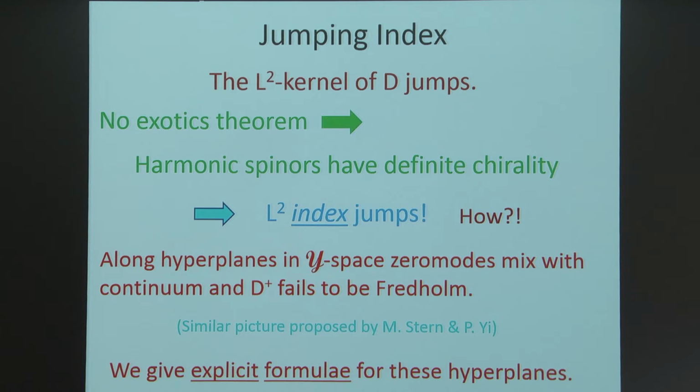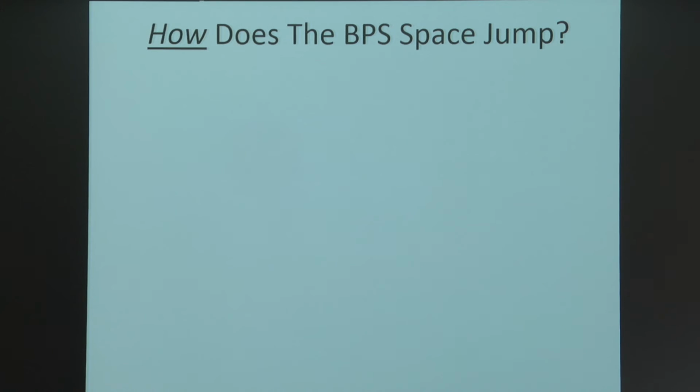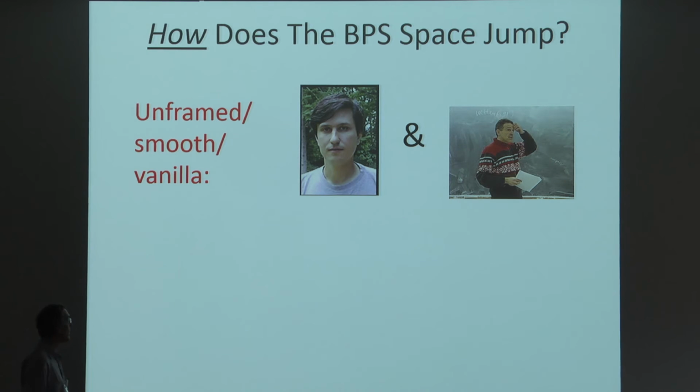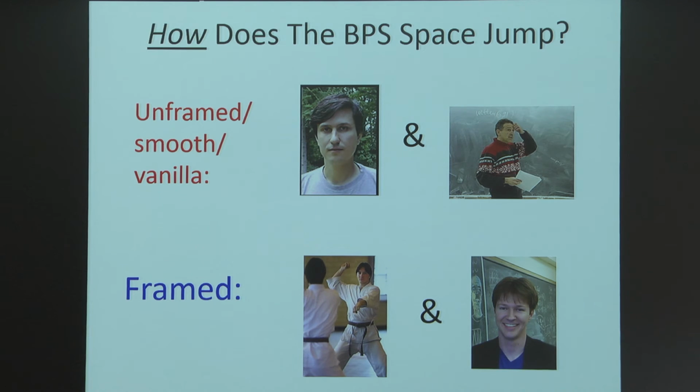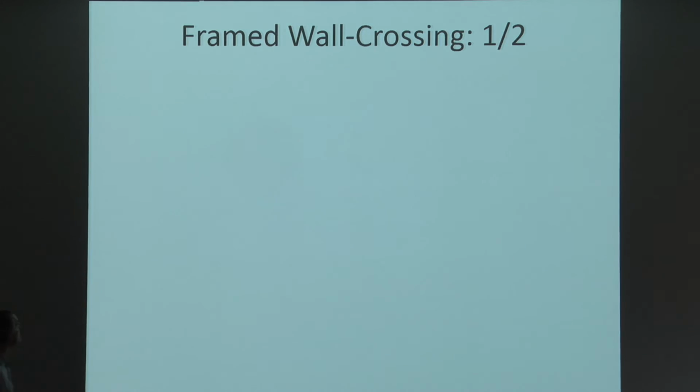What we've added is we've given explicit formulae for these jumping loci, and because of the nice progress in N=2 theory, we can say exactly how the BPS space jumps. So in the vanilla case, we have the formula of Kontsevich and Soibelman. And in the framed case, I worked out a formula with Davide Gaiotto and Andy Neitzke. And actually, the framed wall-crossing formula is easier than the Kontsevich-Soibelman wall-crossing formula and implies the Kontsevich-Soibelman formula. So I'll tell you a little bit about the framed wall-crossing formula.